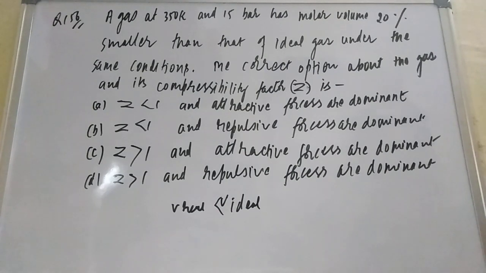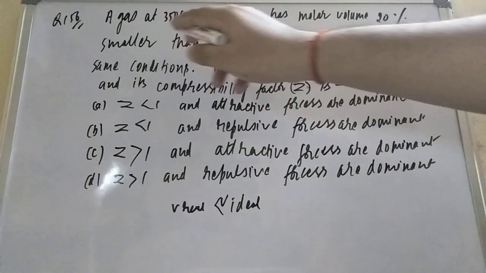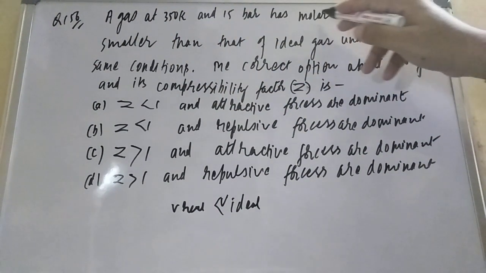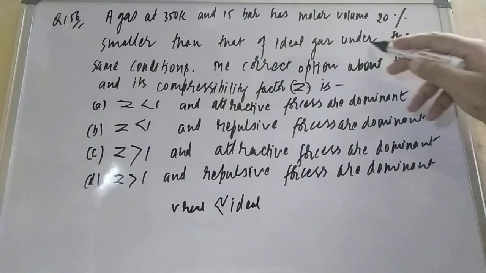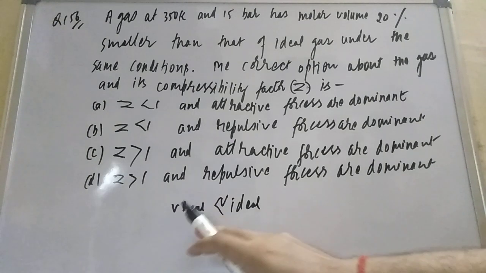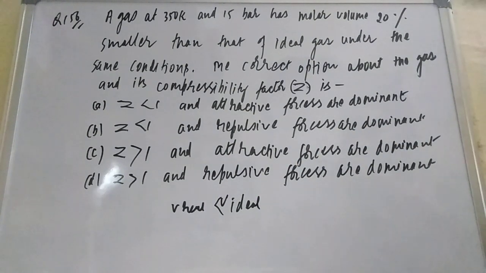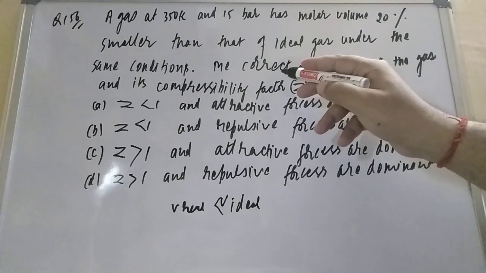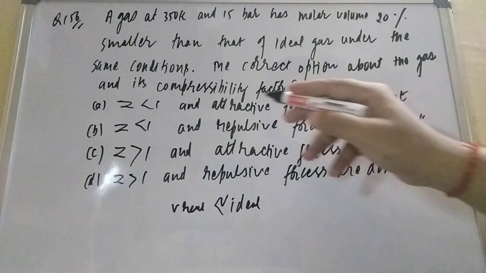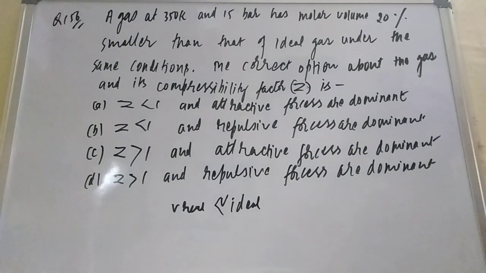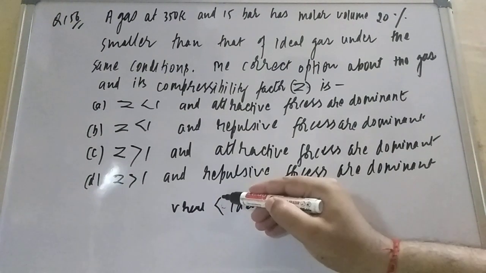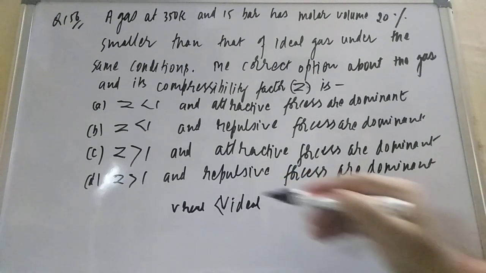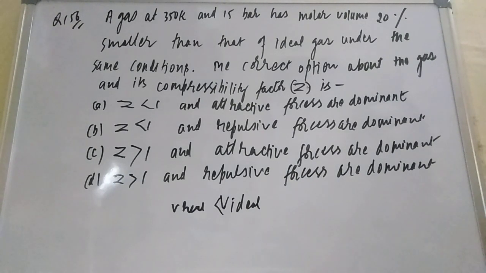Dear student, you read out the question: a gas at 350 Kelvin and 15 bar has molar volume 20% smaller than that of an ideal gas. So V real is less than V ideal. The same condition, the correct option about the gas and compressibility factor Z is. So what we will be able to understand from this is V real and V ideal.